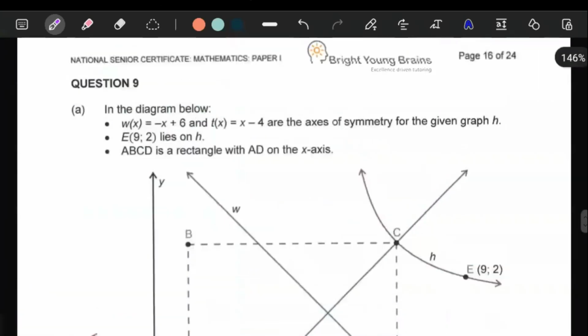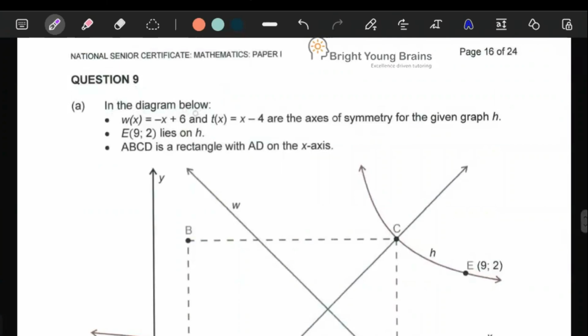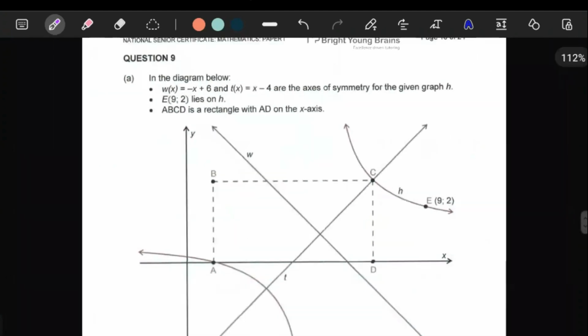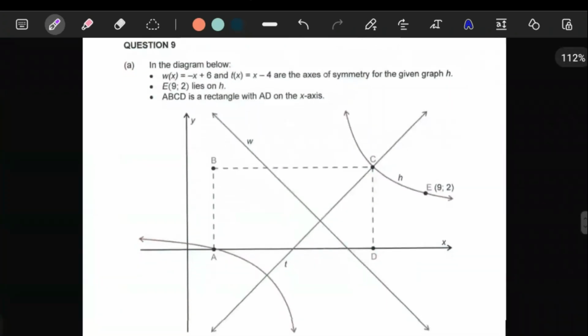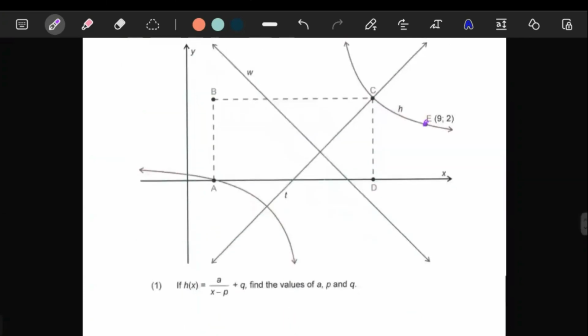It says here in the diagram below, this equation of W and this equation of T are both straight lines. They are the axes of symmetry of the given graph of H. And then it says E is a coordinate given. And ABCD is a rectangle with AD on the x-axis. So don't be overwhelmed by all this. Actually look at it as a lot of information all at once, because that's literally all it is.